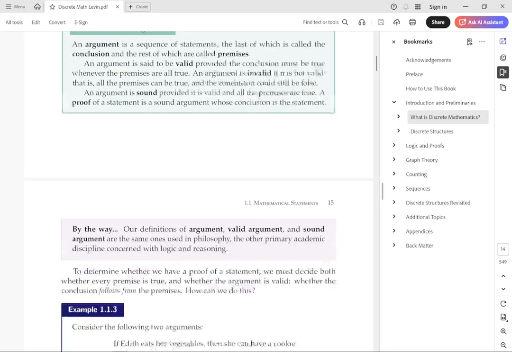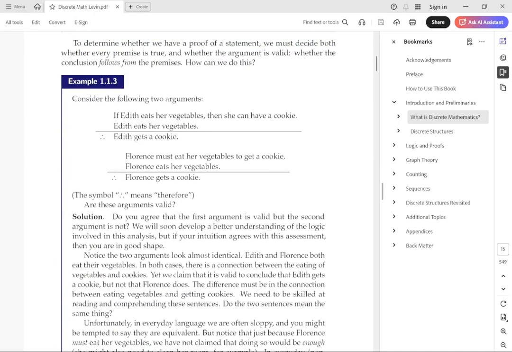Now here, I do want to go over just one example in the textbook. If Edith eats her vegetables, then she can have a cookie. Edith eats her vegetables. Therefore, Edith gets a cookie. Now if you notice the premises here, it's an if-then statement. This is telling you that if this happens, then she has a cookie. Now notice in contrast with that second example: Florence must eat her vegetables to get a cookie. Florence eats her vegetables. Therefore, Florence gets a cookie.